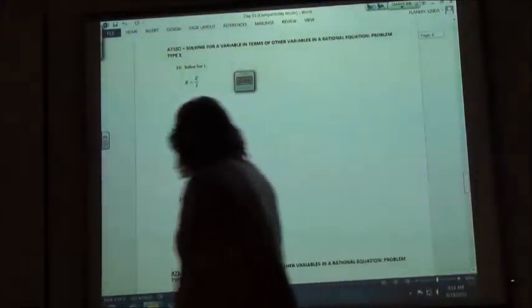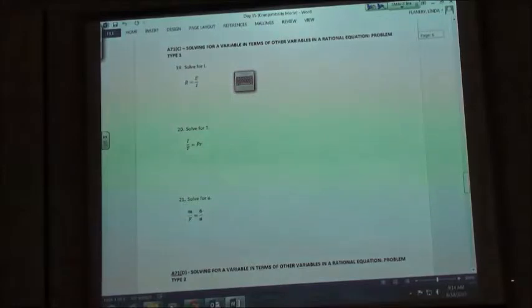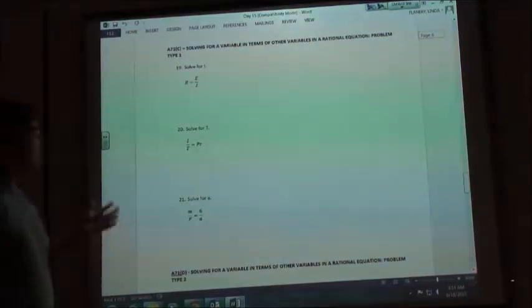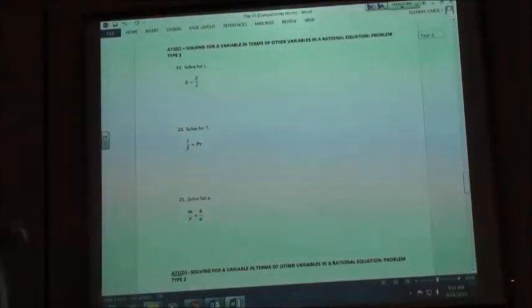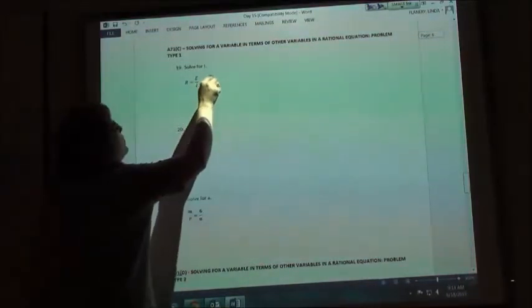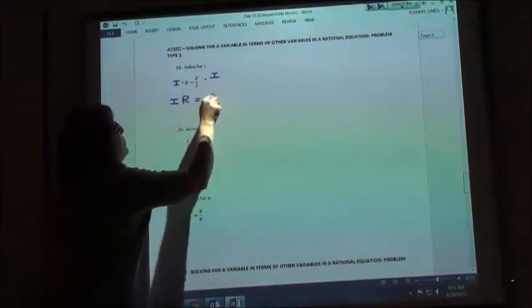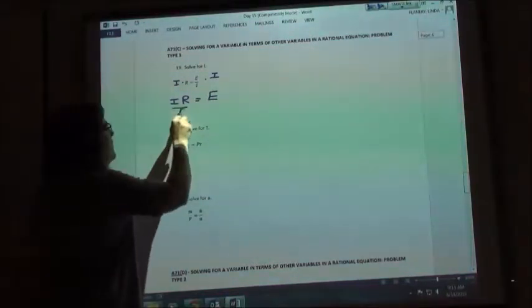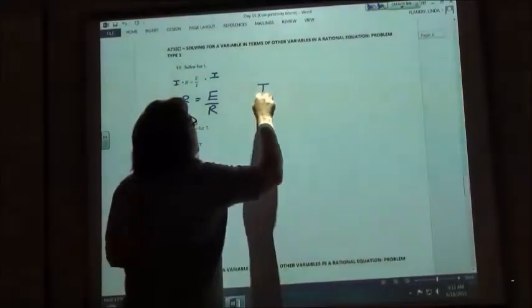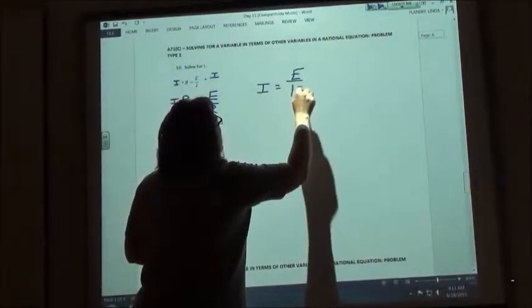Then 19, 20, and 21, they go back to that algebraic symbol manipulation thing where I'm solving in terms of another variable. Since they're working with these fraction ones, that's what they think your first step is going to be, getting rid of the fraction by multiplying by the denominator. So on this first one, they would multiply by the I and say IR equals E. And then they want to solve it for I, so they have to get rid of the R by dividing. And so I equals E over R.